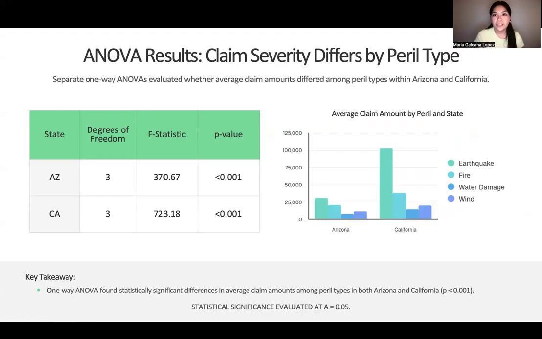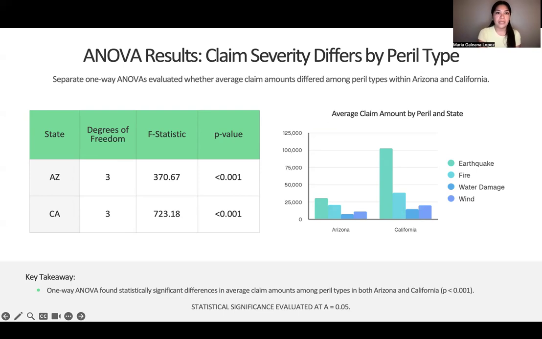Next, we have our ANOVA results. After comparing the two states, we wanted to determine whether average claim amounts differed among the different peril types. We used a one-way ANOVA. Both Arizona and California produced very large F statistics and p-values below 0.001, indicating statistically significant differences among the different peril types. The graph also shows that earthquake claims had the highest average losses, specifically in California. So these results indicate that the type of peril is an important factor when evaluating homeowner insurance and claim severity.